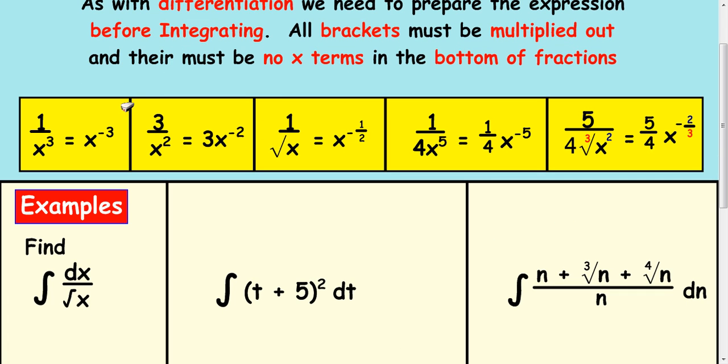Okay, so the main things to remember here in integration are similar to differentiation. 1 over x cubed is the same as x to the negative 3. Therefore 3 over x squared, taking the x squared up, you get 3x to the minus 2. 1 over root x can be changed to 1 over x to the half, and then if you take that up it becomes negative a half. Think of this one as a quarter times 1 over x to the 5. So that's a quarter x to the negative of 5.